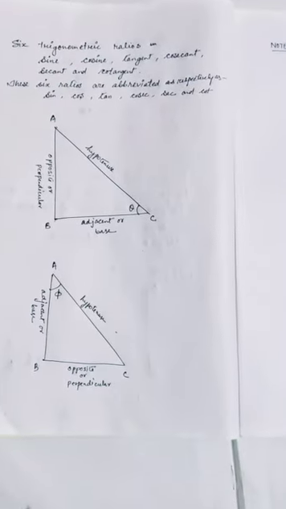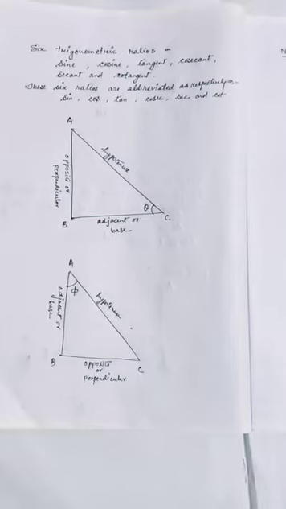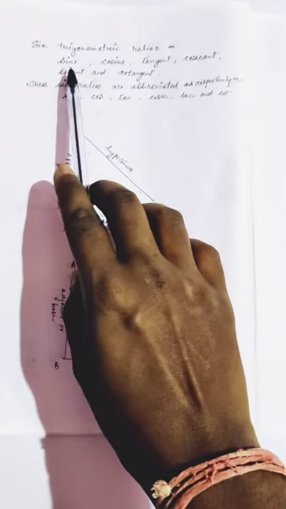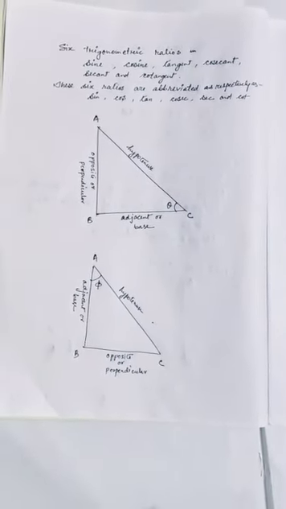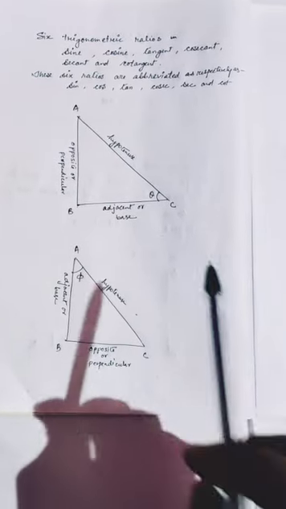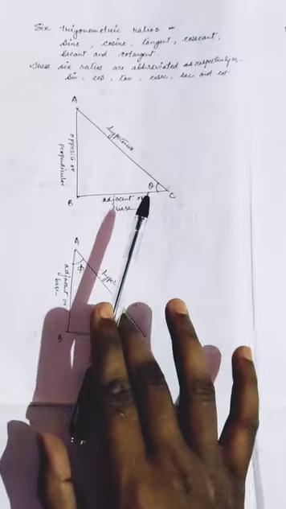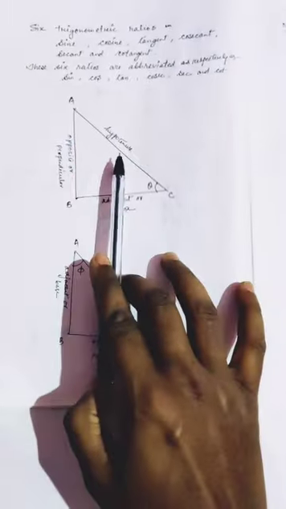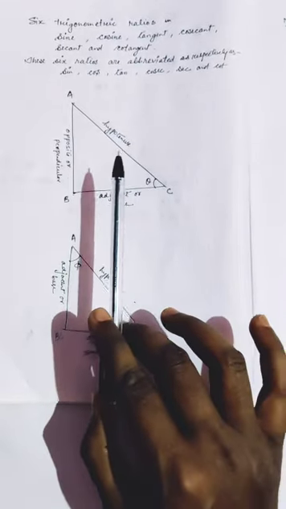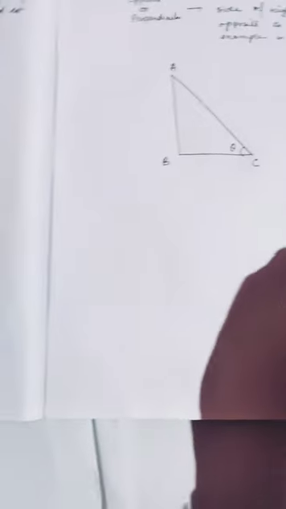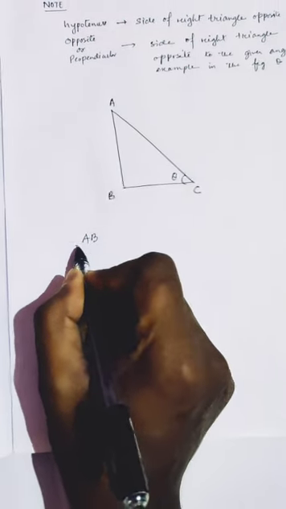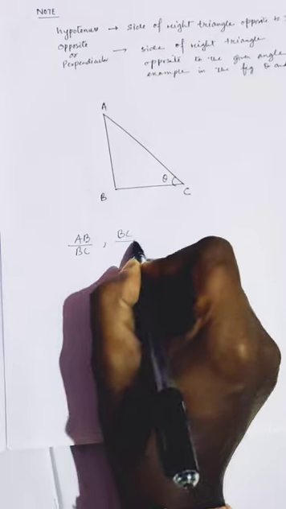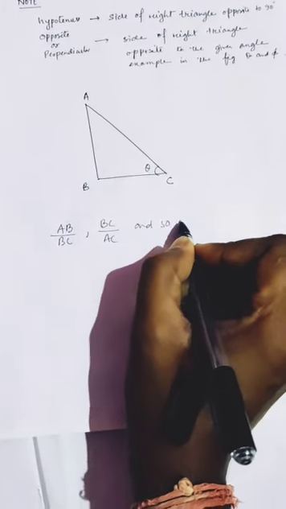Here you can see 2 diagrams, and these 2 diagrams are right angle triangles. Now let us discuss what is sine, what is cos and what is tangent and so on. Trigonometric ratios are defined as the ratios of the sides of a right angle triangle. For example, if you see the right angle triangle, one ratio can be AB by BC, one ratio can be BC by AC and so on.